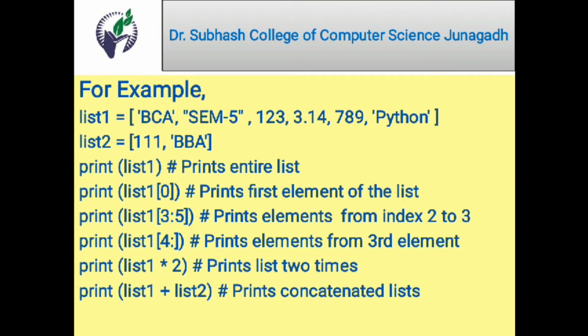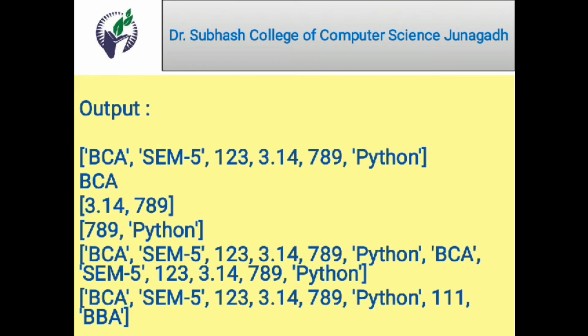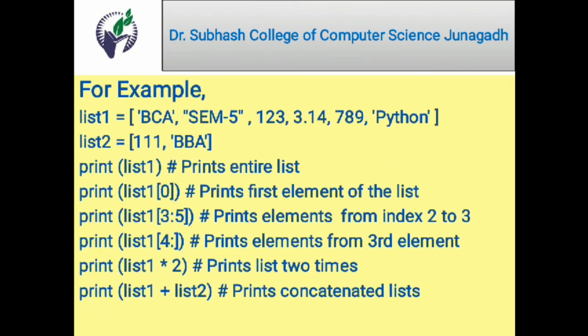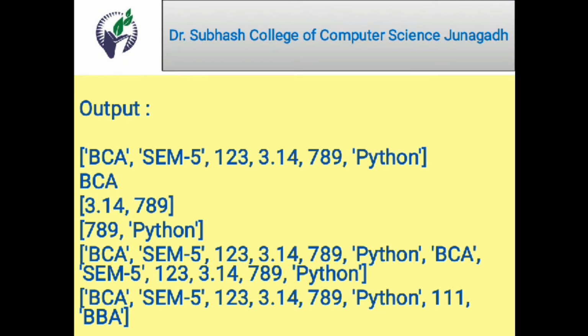Repetition will replicate this list 2 times, and list1 plus list2 will concatenate the 2 lists. Means here it is the first list, and at the end of this list, list2 is appended, that is 111 BBA. So now it will print both the lists. See the output here. First, print list1, the entire list is printed. Second, list1 index 0, the first element, that is BCA, so it will print BCA.